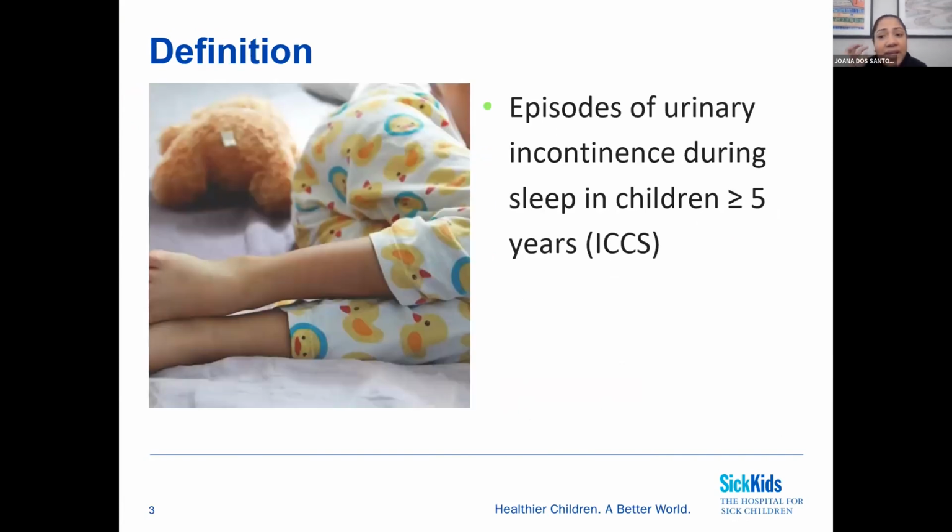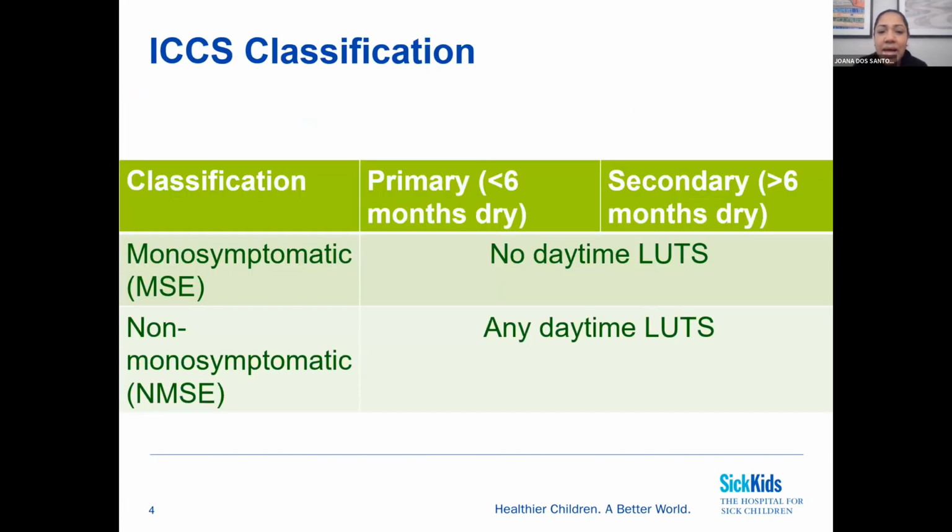So enuresis is defined as episodes of urinary incontinence during sleep in children older than 5 years of age, as per ICCS. And it should differentiate primary versus secondary. So primary basically means that that child was never dry for more than 6 months. And secondary means that the child was dry for more than 6 months and all of a sudden starts wetting the bed. Monosymptomatic, you have no associated daytime LUTs or lower urinary tract symptoms.